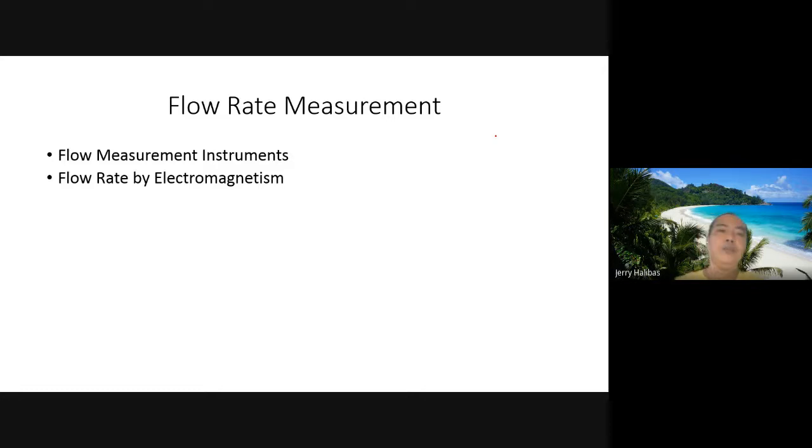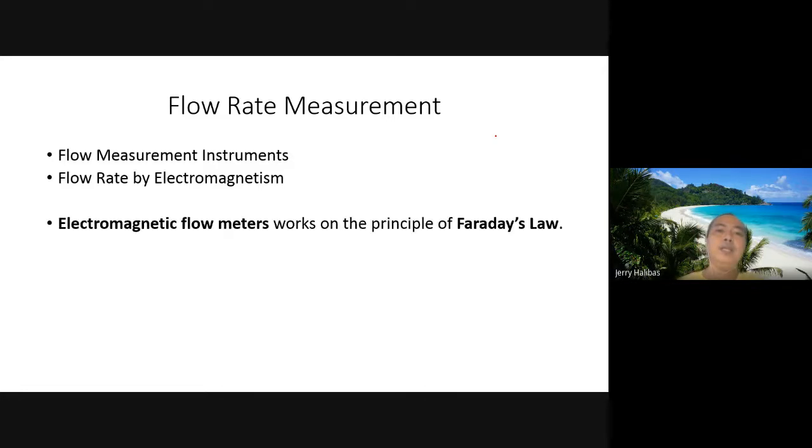Okay, so we go now to flow rate by electromagnetism, or what is known as the magnetic meters or mag flow meters. It works on the principle of Faraday's law. If you are familiar with Faraday's law, the induced voltage is directly proportional to the magnetic flux generated. Same as the principle in a transformer or an induction motor. That is Faraday's law.